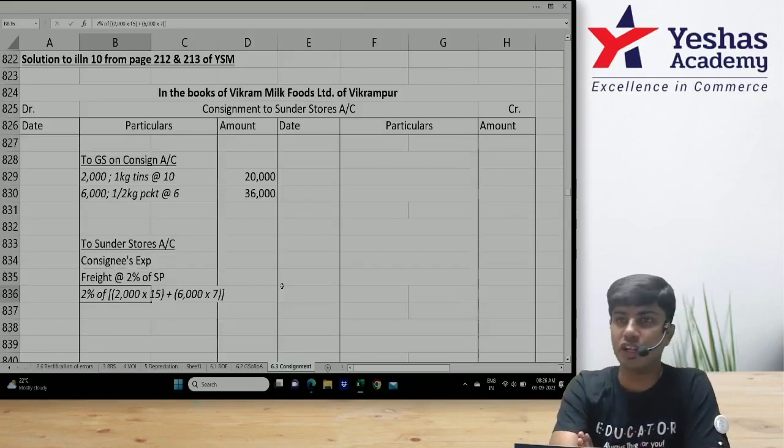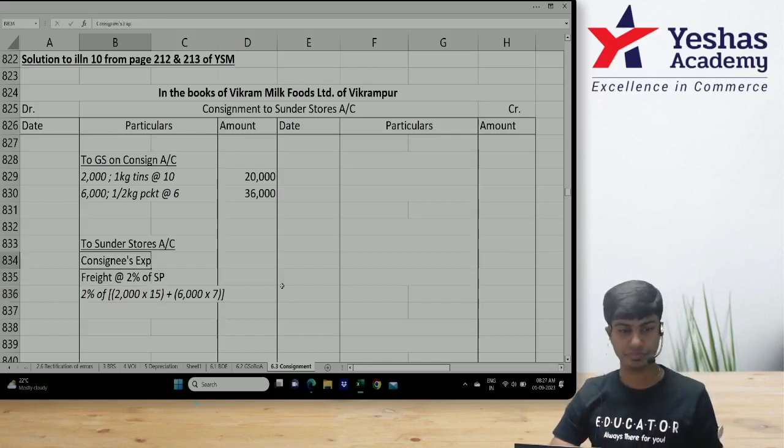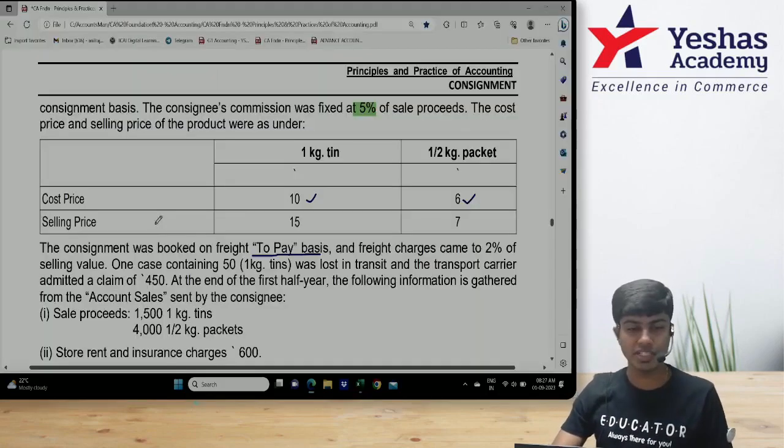2000 tins into 15 rupees per tin. 6000 packets into 7 rupees per packet. Together, whatever the total is there, on that, 2%. Very good. 1000. Everyone understood? Okay. What is after that?